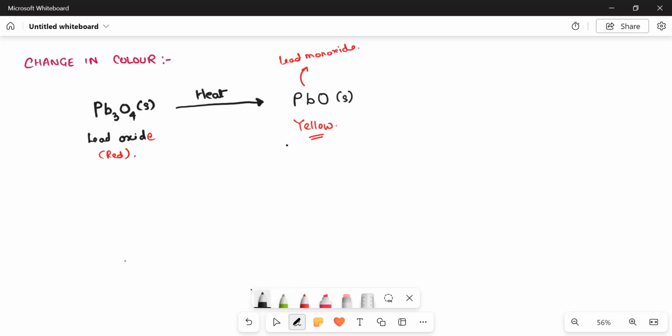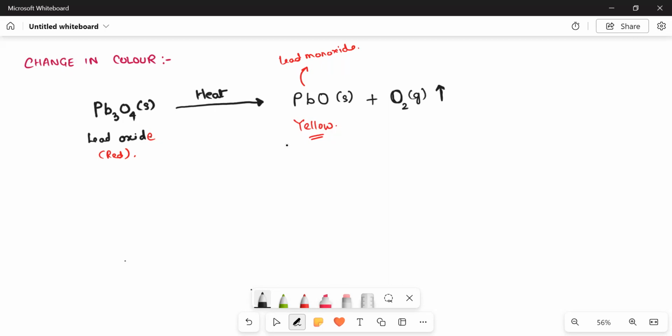Along with this, what else is released in this process? There is some oxygen gas which will be released in this particular process. So this arrow in the upward direction, what does it indicate? It indicates that there is an evolution of gas. So this is one example of the change in color. There is a slight change in color.